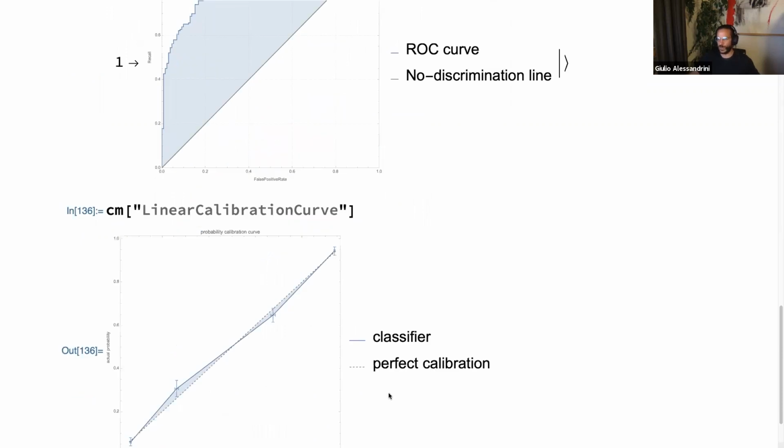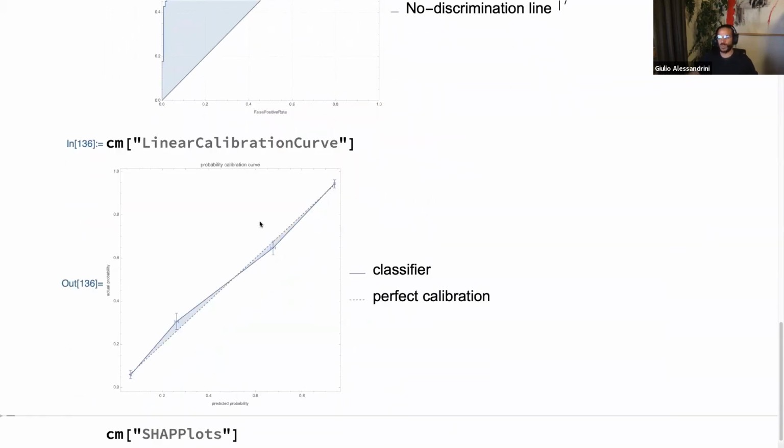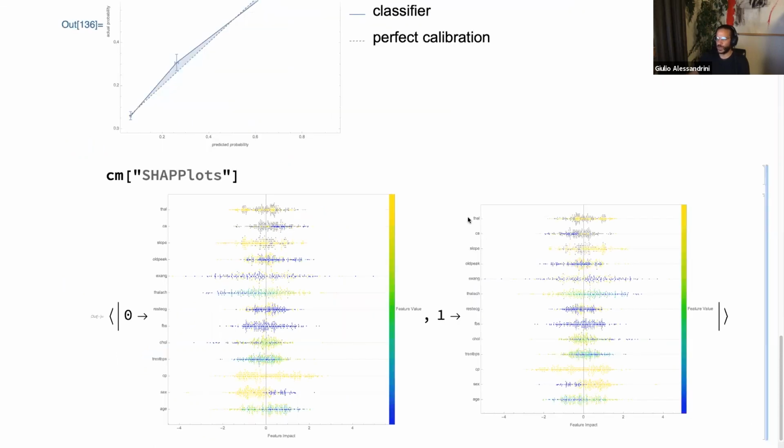You can check that the probability estimation that you get from the classifier is properly calibrated in terms of the actual real probability of the result. And there are new things that we're working on, like for example this thing here. I hope it will make it to 13.